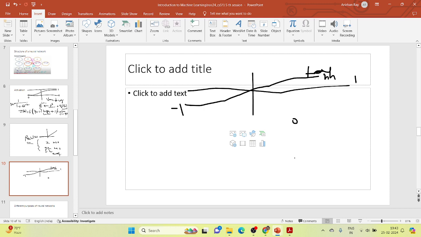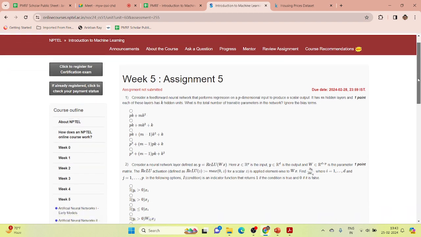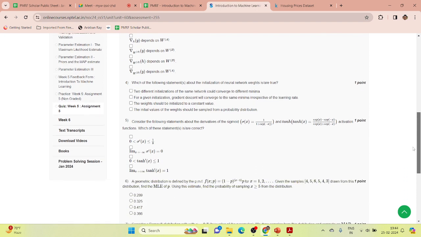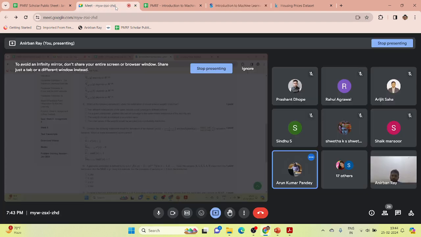Sir, excuse me, the range of the tan hyperbolic function is -1 to 1. If I apply tan h again, two times tan hyperbolic, what is the range of the derivative of tan hyperbolic? Will it be -1 to 1, the same, or some other range? It will not be -1 to 1.